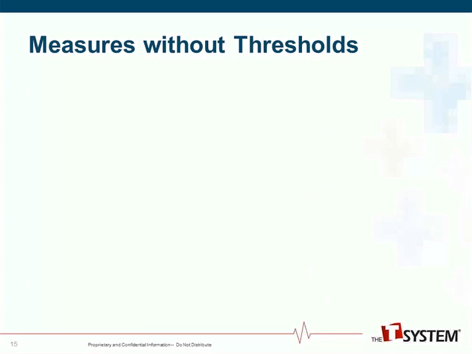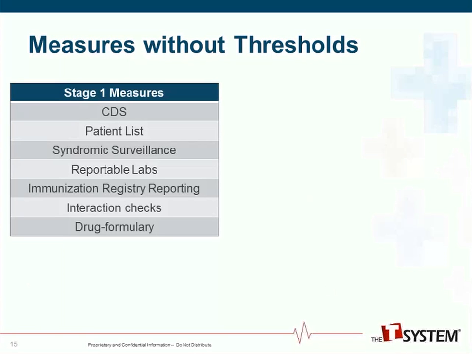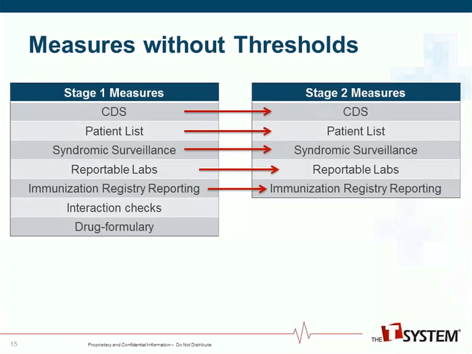Very straightforward, just math. Measures without thresholds, and these again are the kind of yes, no, on, off, done, not done type of measures. Reconciling these is something that doesn't need to happen, but I do want to talk a little bit about the implications to the hospital. In Stage 1, these include things like running a patient list report, clinical decision support, public reporting, and the interaction checking, along with drug formulary.